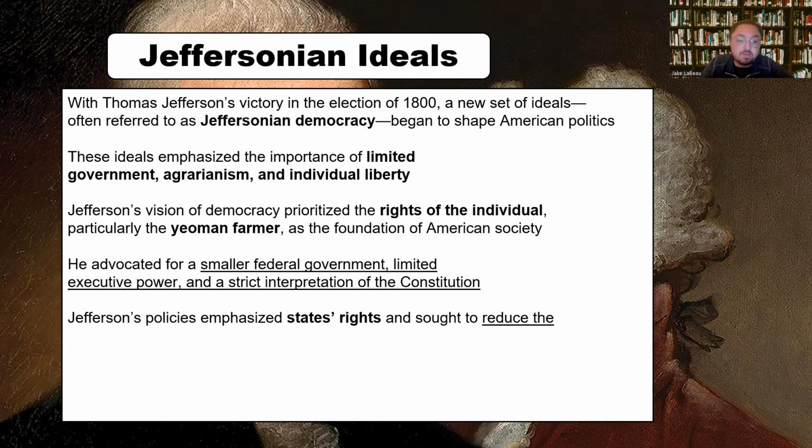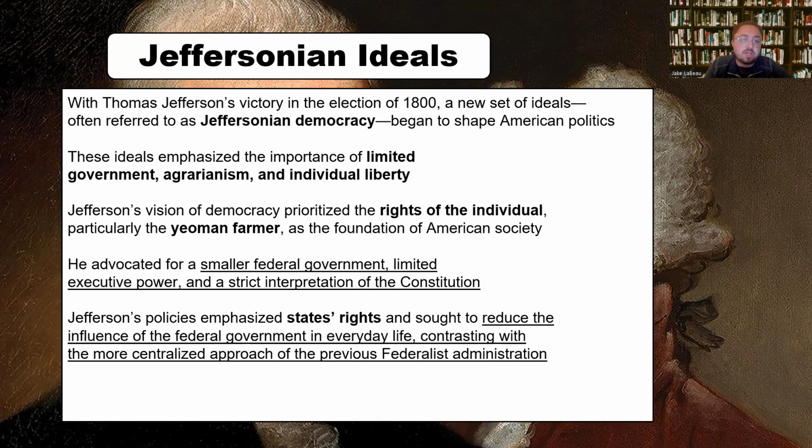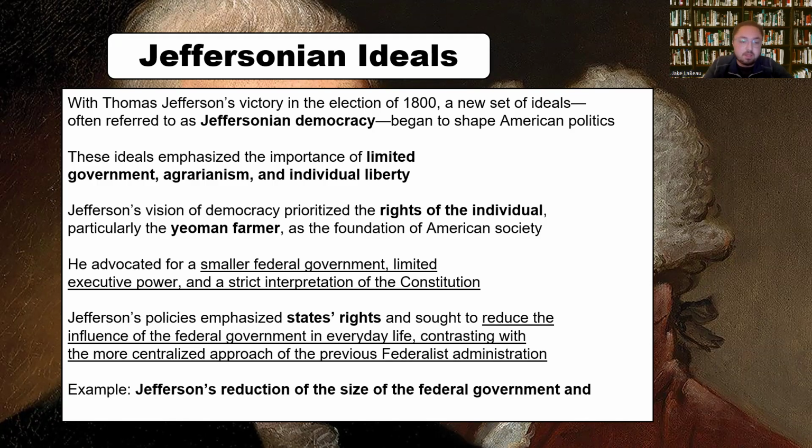That's what he thought. So Jefferson's policies emphasized states' rights and sought to reduce the influence of the federal government in everyday life. All right. Big government is bad for the common man, bad for the citizen. We need to reduce the size of it, and states should have strong rights. When small government exists, the everyday citizen is going to have more autonomy, more power. This contrasts with the more centralized approach that the Federalist administration under John Adams was trying to carry out. So here we go.